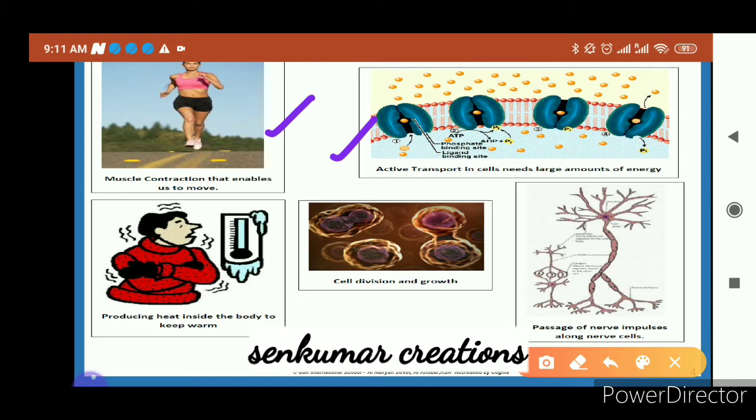And then you can see this is a neuron, the nervous system. The nervous system requires a lot of energy to perform its function, to control and coordinate, to convey the stimulus from the receptor to the effector, to the brain or to the central nervous system. For everything, energy is required. Next, in this picture you can see cell division and growth, which are very important. I told you, energy is very important in our body.